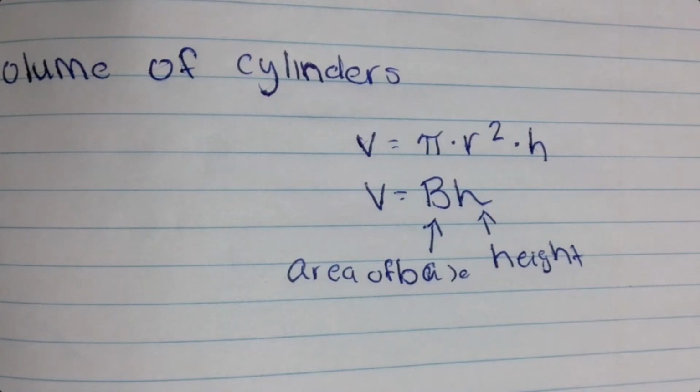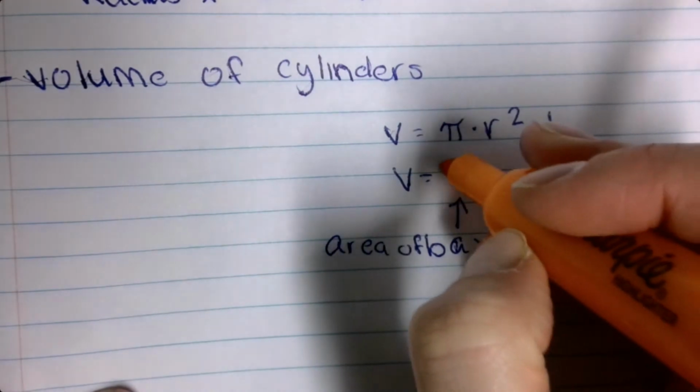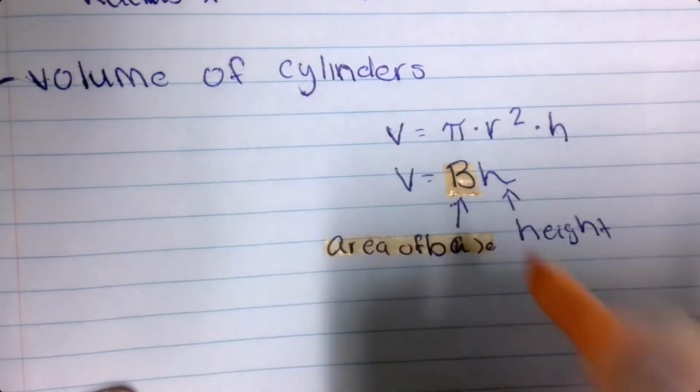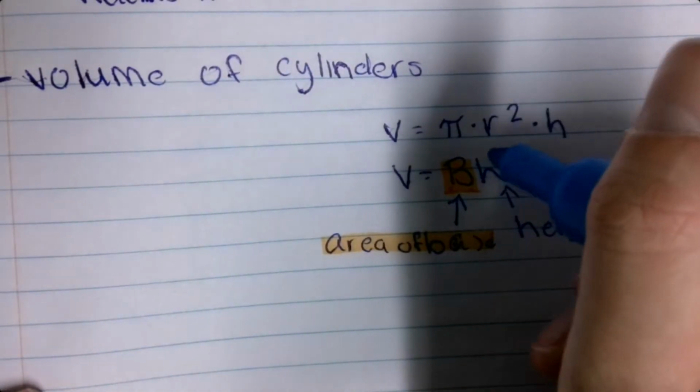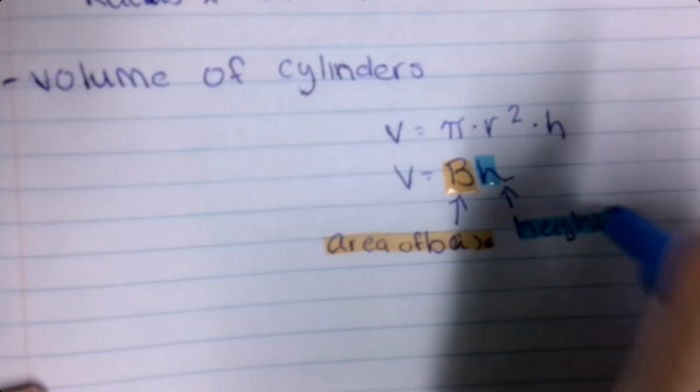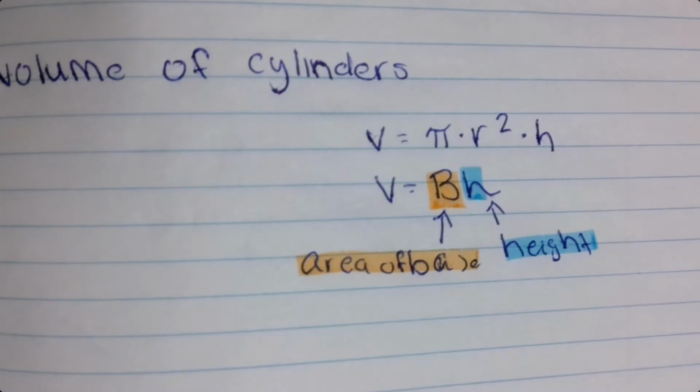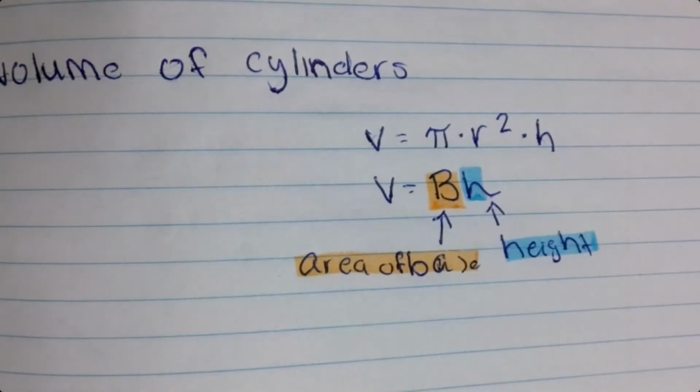So again, the area of the base is your B, and your height is your H. All right, now let's draw a cylinder just so that you can kind of see it all together.